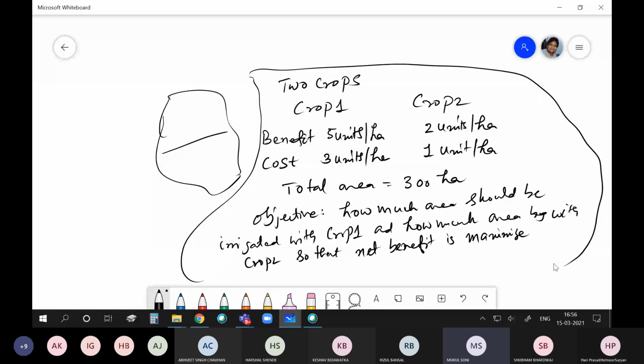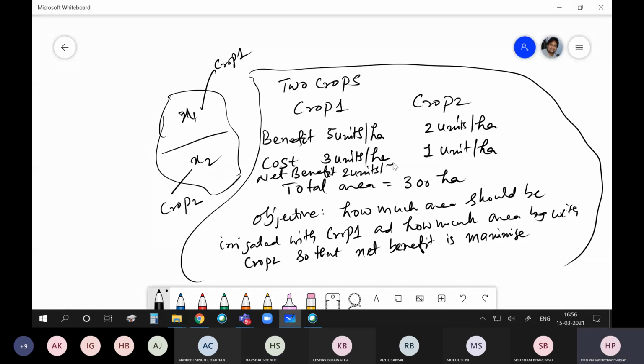So first we will assume the areas. Let x1 and x2 be the areas, in which x1 is the area in which crop 1 is grown, and x2 is the area in which crop 2 is grown. Now what is the net benefit? From crop 1 it is 2 units per hectare, and from crop 2 it is 1 unit per hectare. So what will be the objective function now?